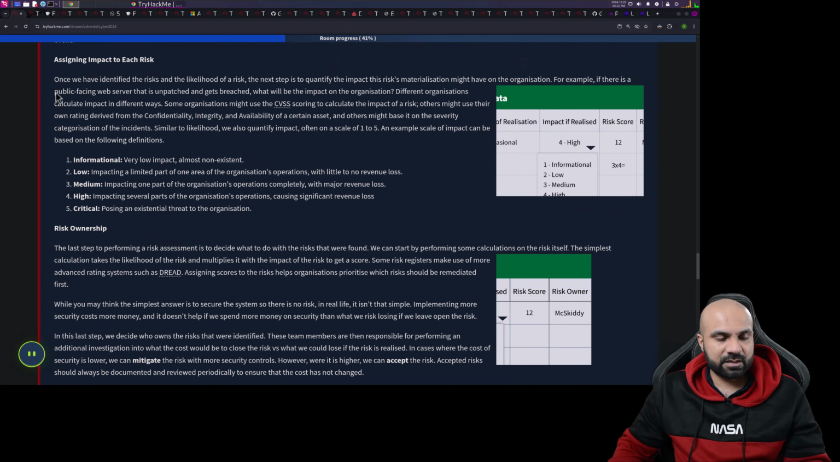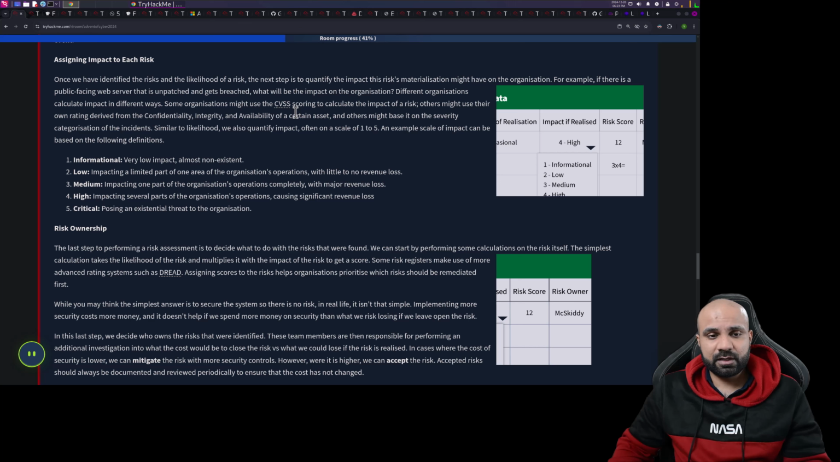Assigning impact to each risk. Once we have identified the risks and likelihood of a risk, the next step is to quantify the impact this risk's materialization might have on the organization. For example, if there is a public-facing web server that is unpatched and gets breached, what will be the impact on the organization? Different organizations calculate impact in different ways. Some organizations might use the CVSS scoring. CVSS has two versions, I think 3.0 and 4.0. Most of the time people are using the 3.0 version of the CVSS.